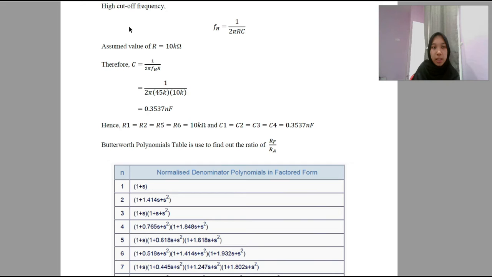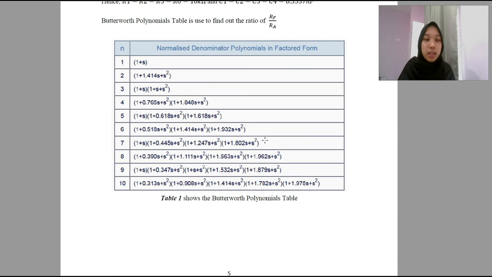Next, for the high cutoff frequency, we know that the formula is fH equals 1 over 2 pi RC. So we assume the value for R is 10 kilo ohm. Therefore, C will be 0.3537 nanofarad. Hence, we know that R1, R2, R5, and R6 equal 10 kilo ohm, and C1, C2, C3, and C4 equal 0.3537 nanofarad.